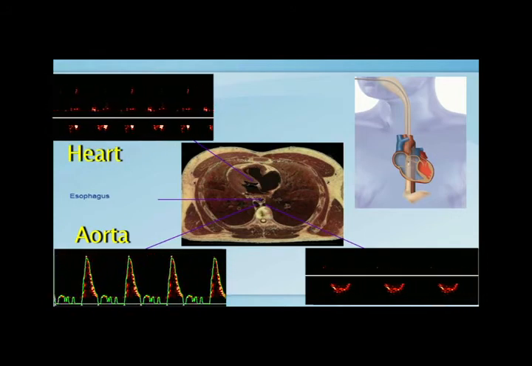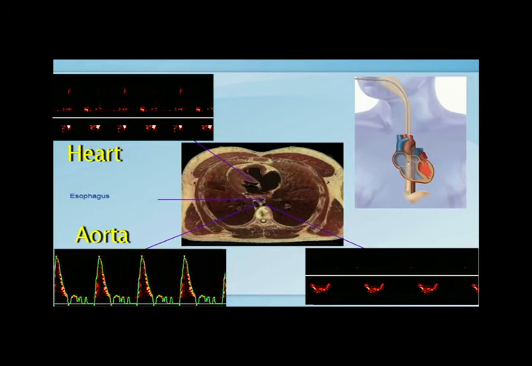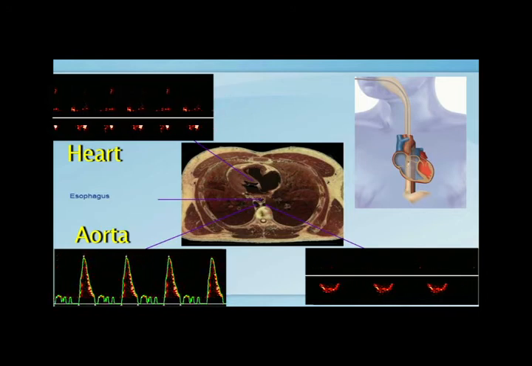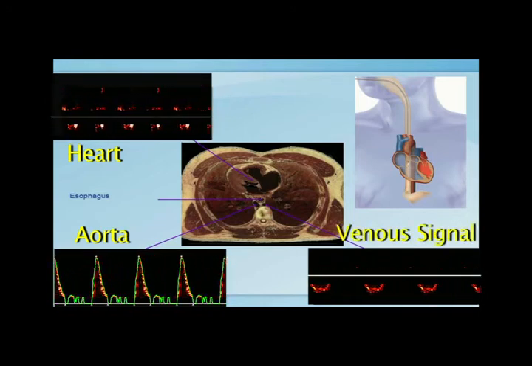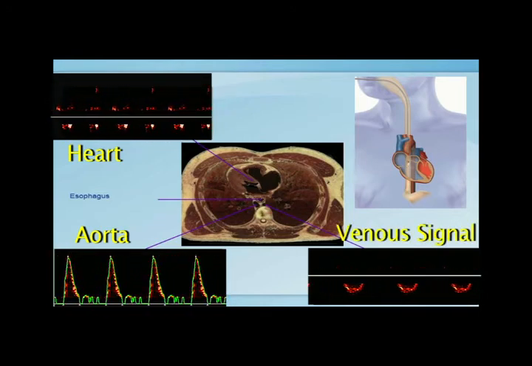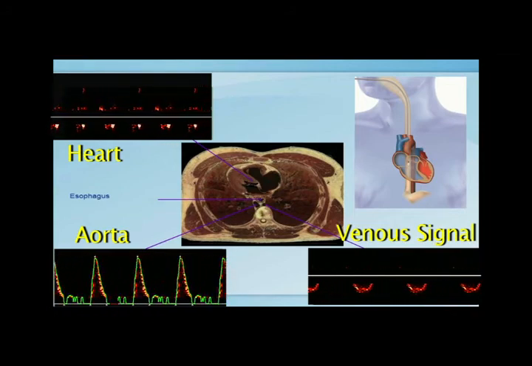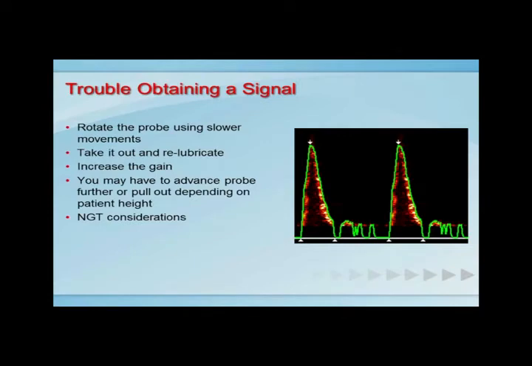If the probe is focused incorrectly within the heart, you will see the example on screen upper left. If the ultrasound probe is too deep within the patient, you may see a venous signal as shown on screen right. If you have trouble obtaining a signal, you may need to rotate the probe using slower movements. You may need to take it out and re-lubricate.